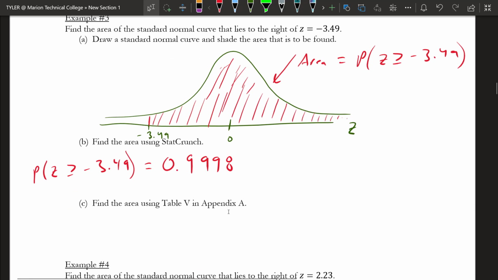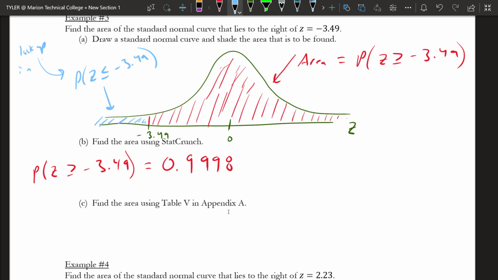So now we need to think about part C, how to do this with a table. Remember, the table is always going to find the area to the left. So the basic idea, and I'll shade this in blue, is this blue area is the probability that z is less than or equal to negative 3.49. So this part in blue we can look up in the table, because the table always finds the area to the left.